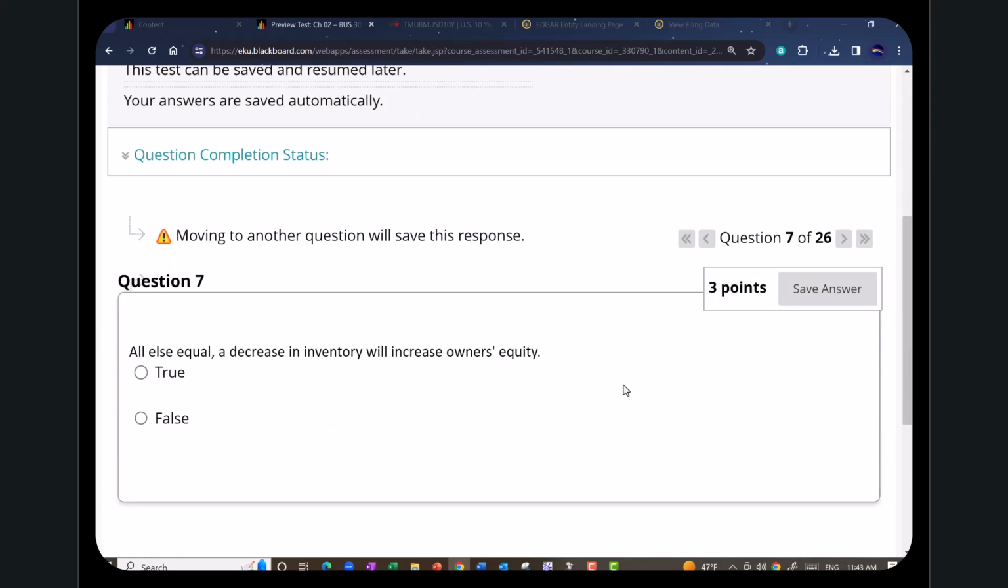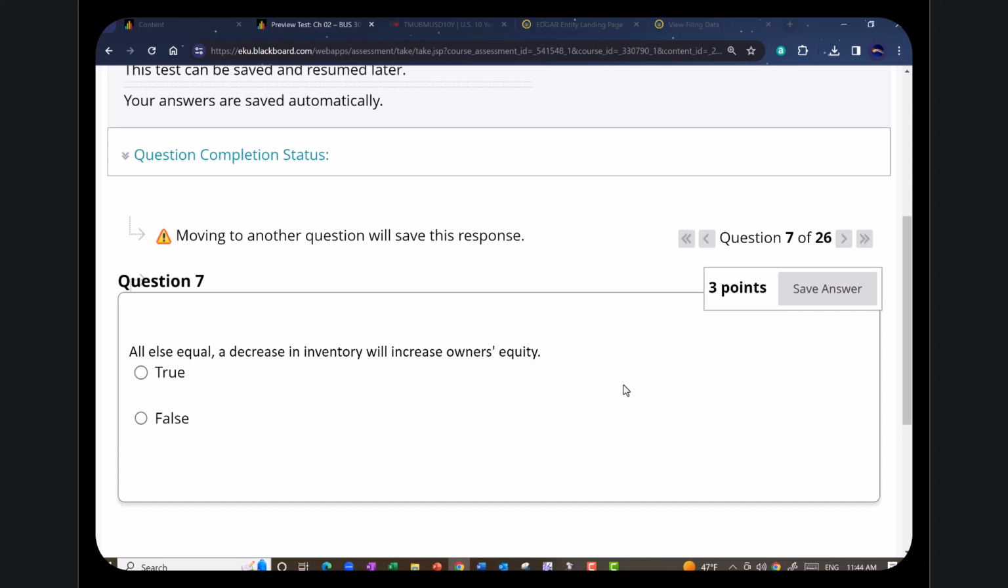All else equal, a decrease in inventory will increase owner's equity. What do you think? We have a Latin term for all else equal. If you took economics classes, you may have heard of it. It's called ceteris paribus. I had an econometrics teacher, which is basically fancy stats for econ. In econometrics, ceteris is never paribus. Things in life stay the same.